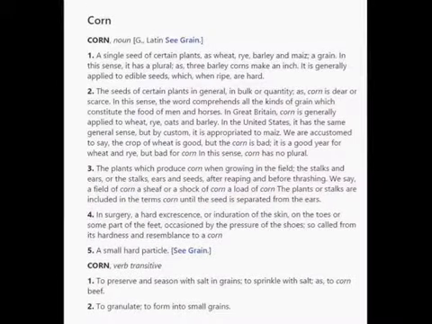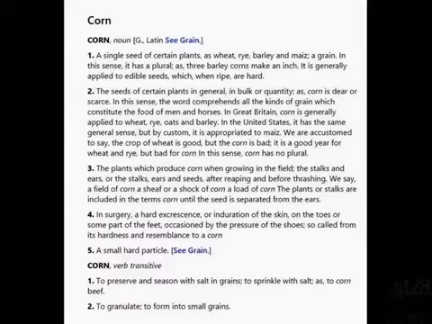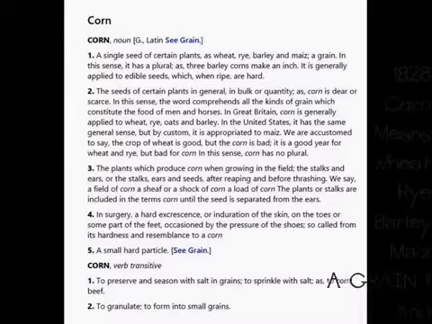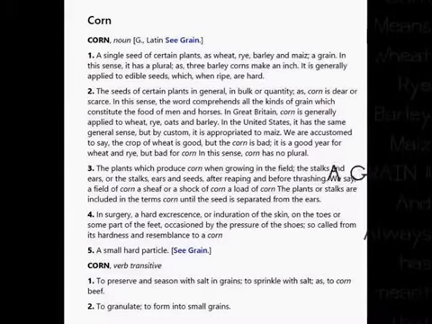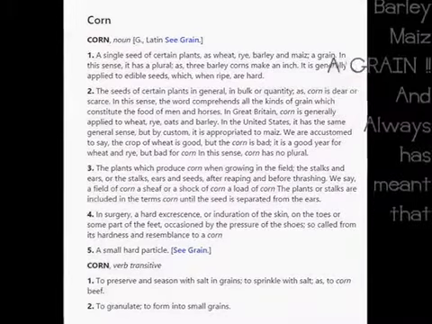Here's the definition from the 1828 dictionary, terms from that period, and you may want to pause this to read through it, and you can clearly see what corn meant and means.